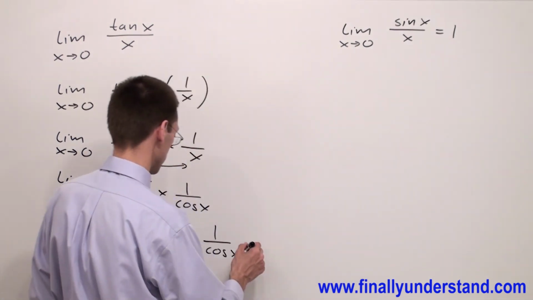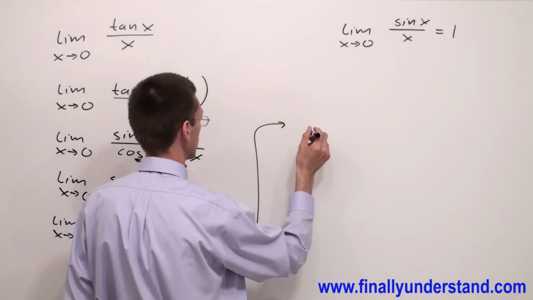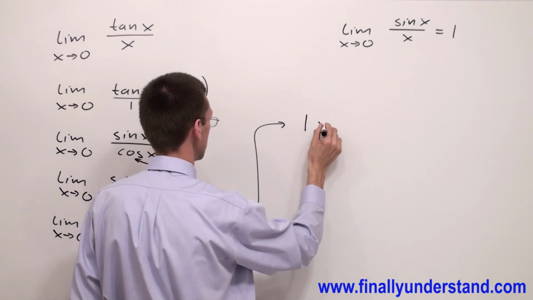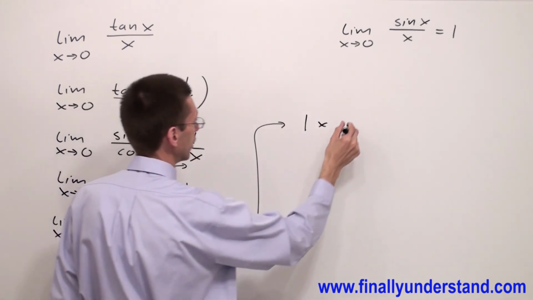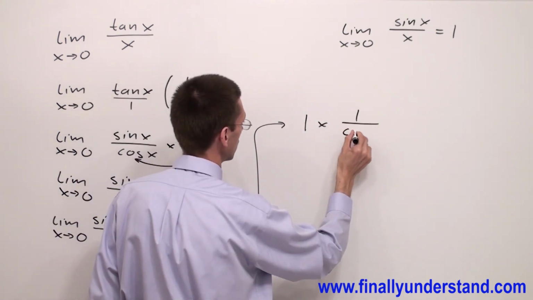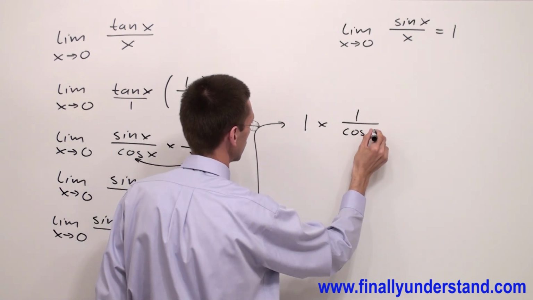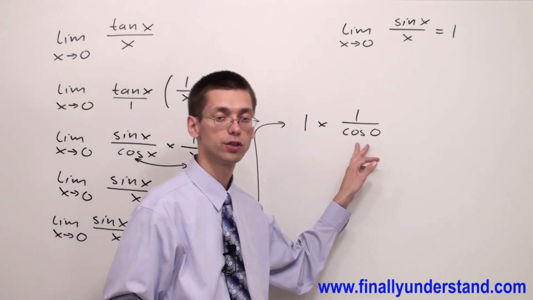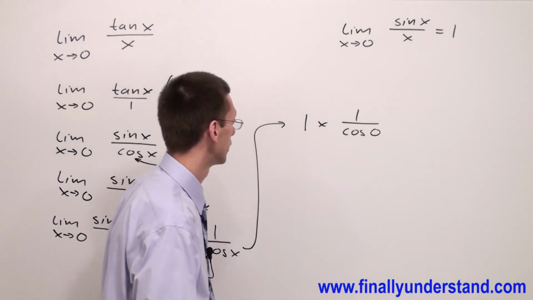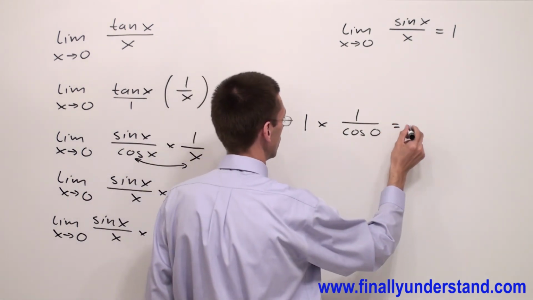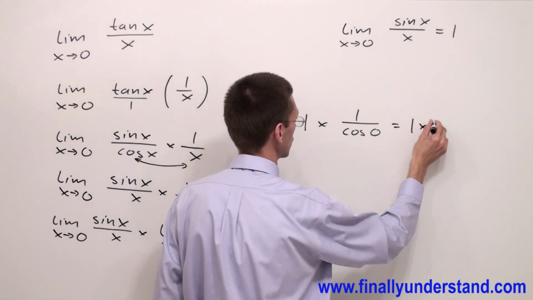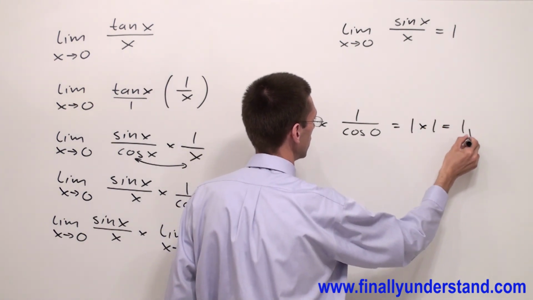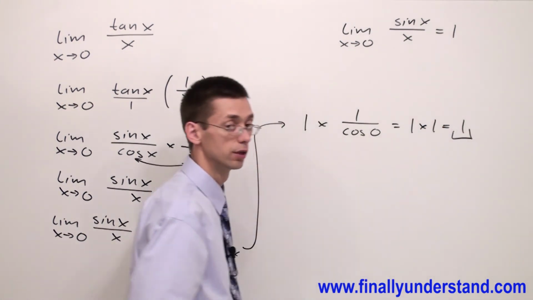So limit with x approaching 0 of sine x over x is equal to 1 according to this rule. That's why I'm going to write this is 1 times 1 over cosine of 0. Cosine of 0 is equal to 1. That's why I'm going to write this as 1 times 1 is equal to 1. 1 is the solution to my problem.